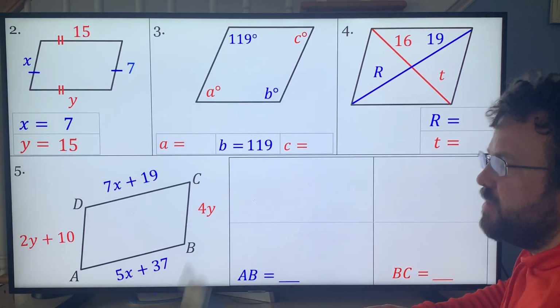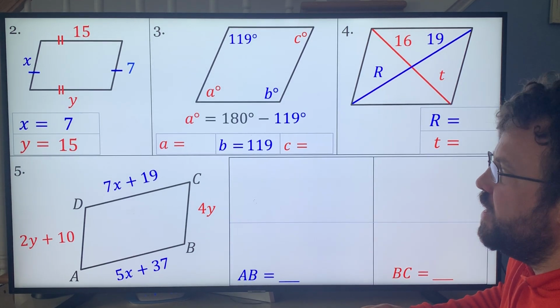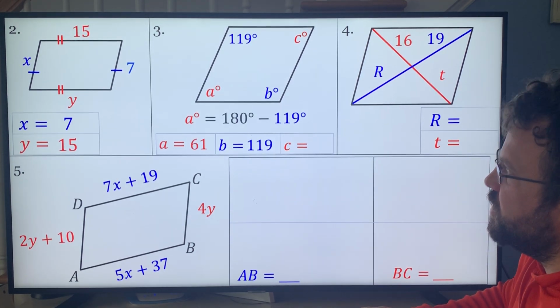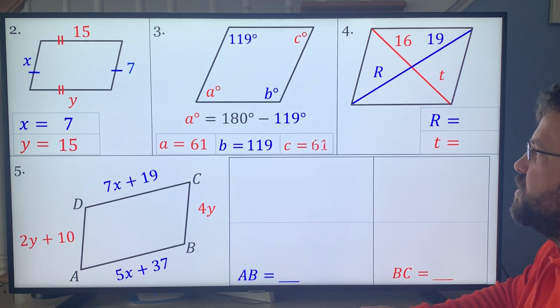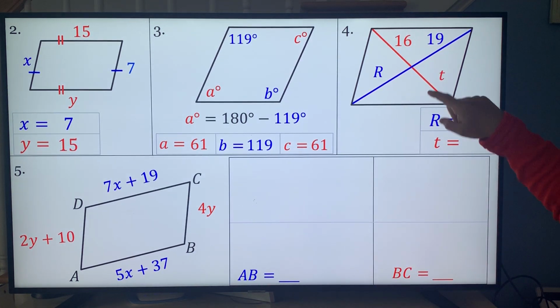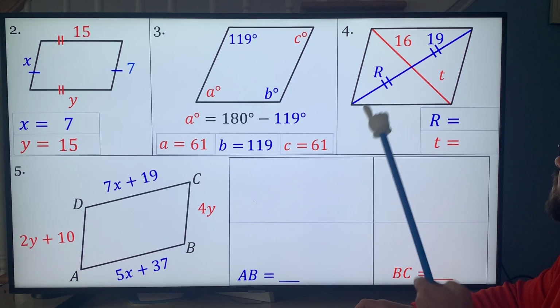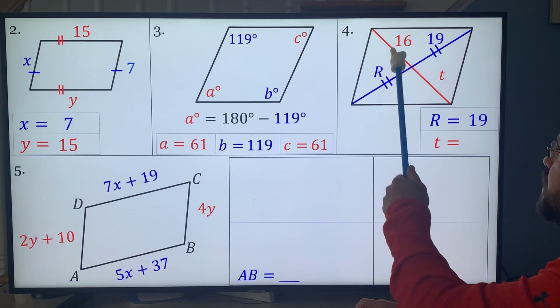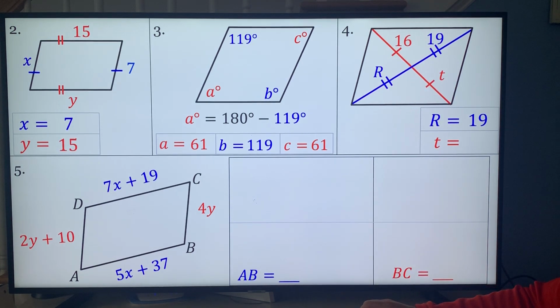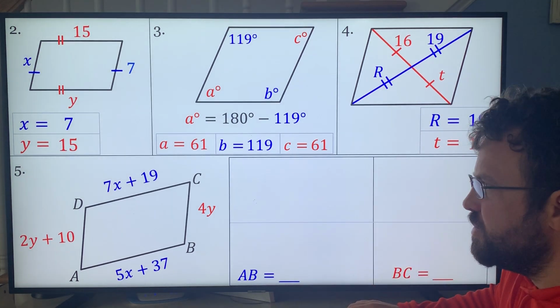How did we find A? We did almost the same slide yesterday. 180 minus 119, so you get 61. And if this is 61, C is also 61. All right. What's T? What's R? R is 19 because these are the 2 that are equal, and T is 16. I know the math here is easy. The goal is just to get you to get down the concept.